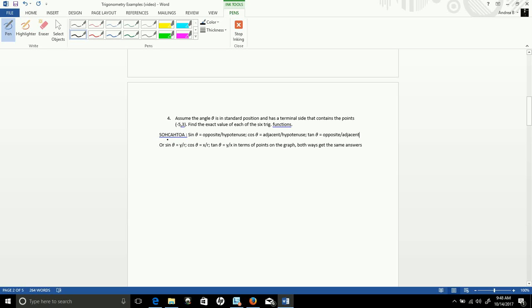So sine is equal to your opposite side over the hypotenuse. And then cosine is adjacent over hypotenuse, and tangent is opposite over adjacent. Or similarly, from a graph, you could also write those as y over r, x over r, and y over x. Where in terms of your graph here, so let's try and graph this so I can show you what we mean in terms of this specific point.